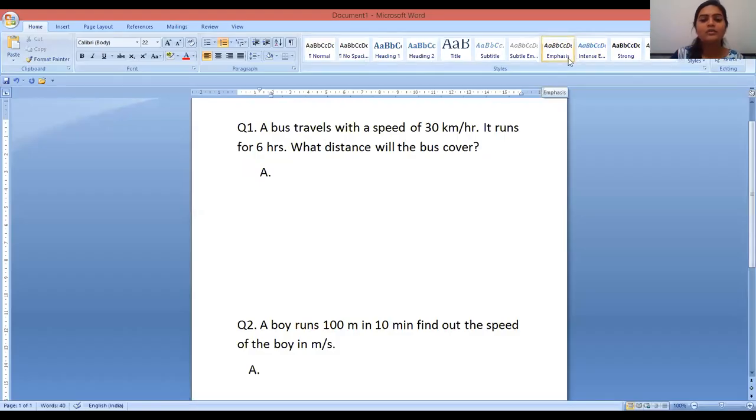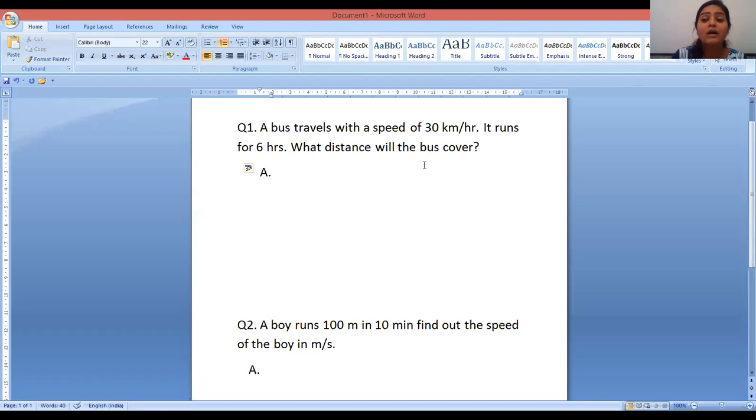Okay, so here in front of you I've put in two questions which are based on speed, distance and time. So let's try to solve these questions. First, let's read the first question. A bus travels with a speed of 30 km per hour. It runs for 6 hours. What distance will the bus cover?